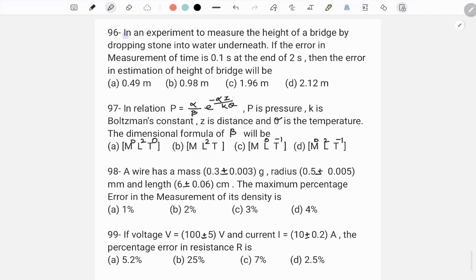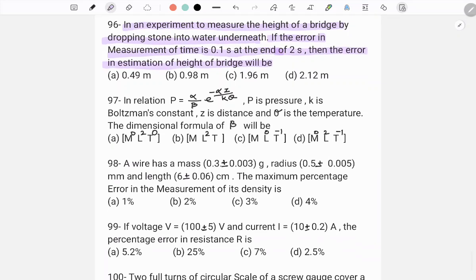96th, in an experiment to measure the height of a bridge by dropping a stone into water underneath, if the error in measurement of time is 0.1 second at the end of 2 seconds, then the error in estimation of height of bridge will be.